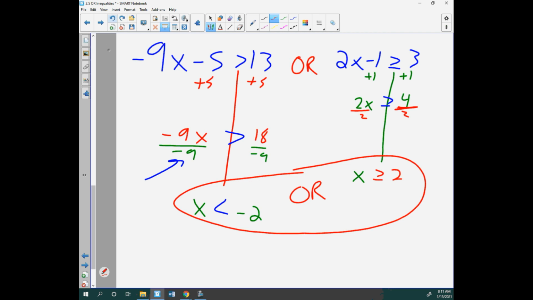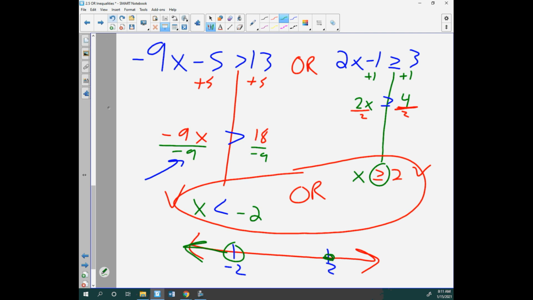Is x smaller than the small number? Yes, it is in this case over here. Or x is bigger than the big number. It is right there as well. Okay? So let's graph our lines. -2, small number, big number. Looks like this one's an open circle heading to the left. Looks like this one right here is a closed circle headed to the right.